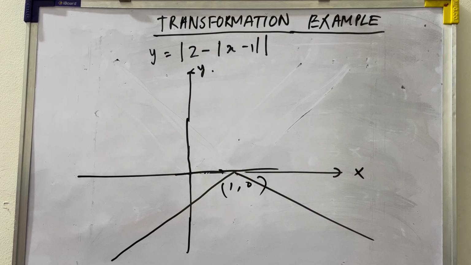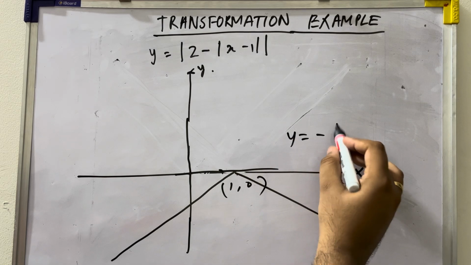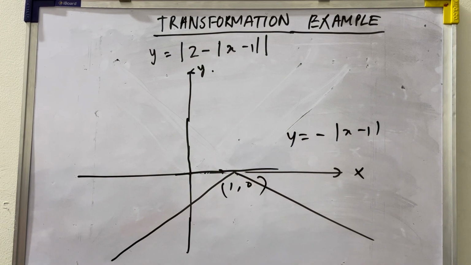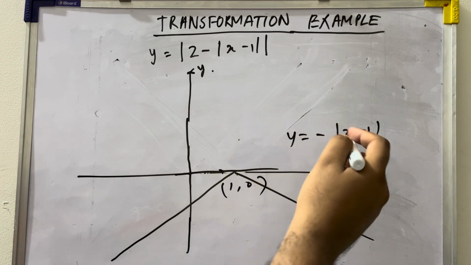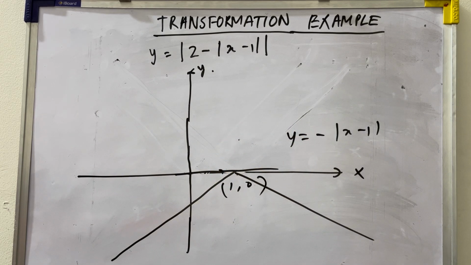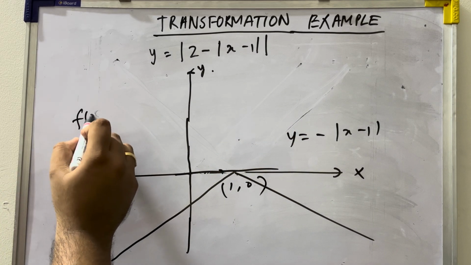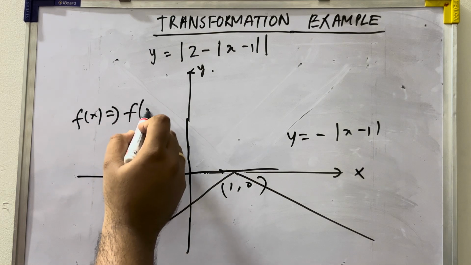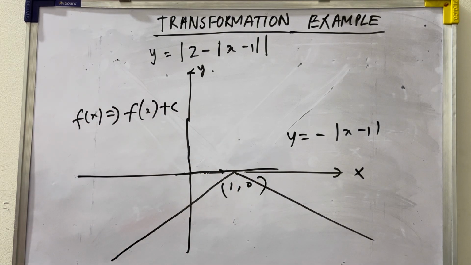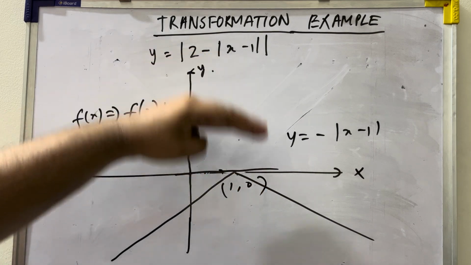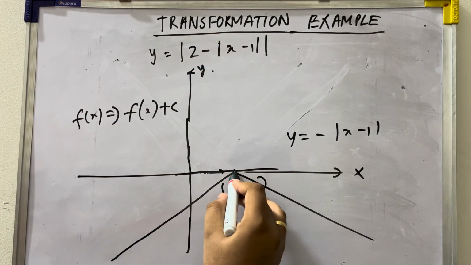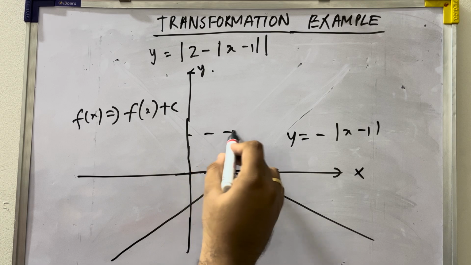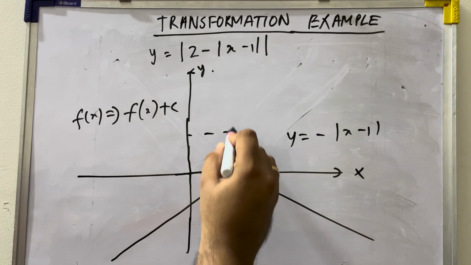So the graph that you can see right now is y is equal to minus mod x minus 1. Right guys? Now you have to add 2 to this graph to get 2 minus mod x minus 1. So adding 2 means what transformation? f(x) transforms to f(x) plus c, so shifting this graph by 2 units along the y-axis. So the vertex will now be at 1 comma 2.